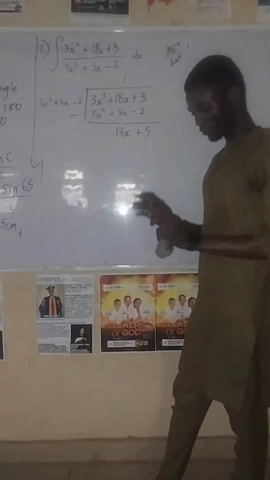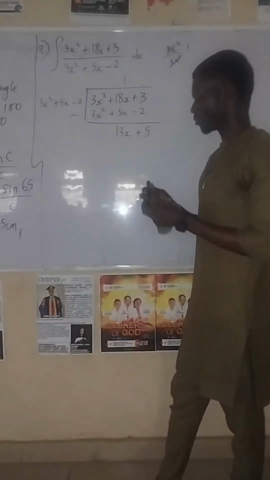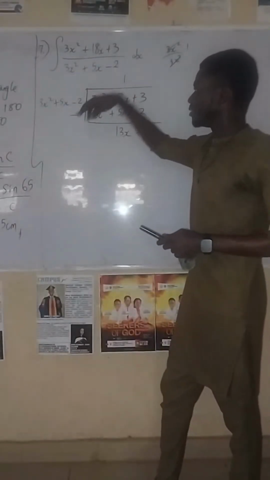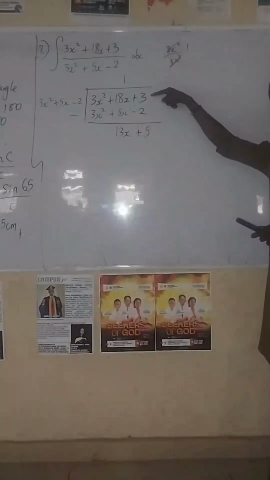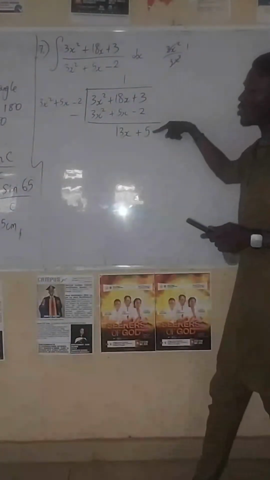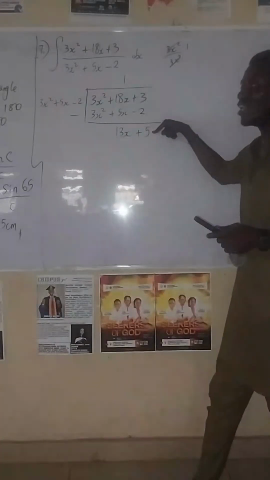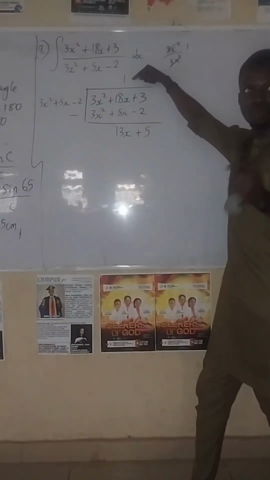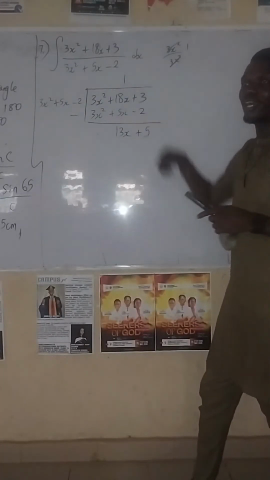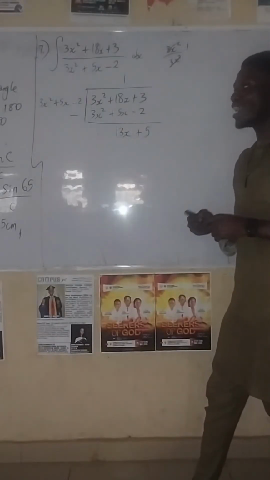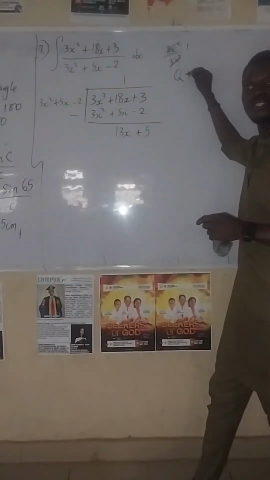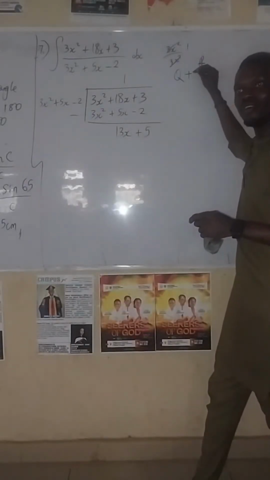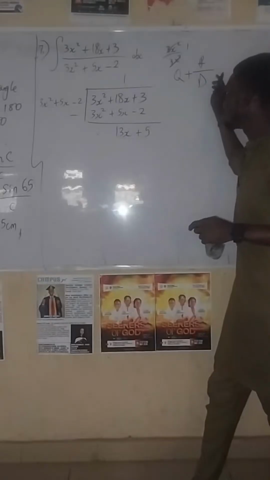Again, this is the divisor, this is the dividend, this is the remainder, and this is the quotient. How do you write your fraction? You write it as quotient plus remainder over divisor.